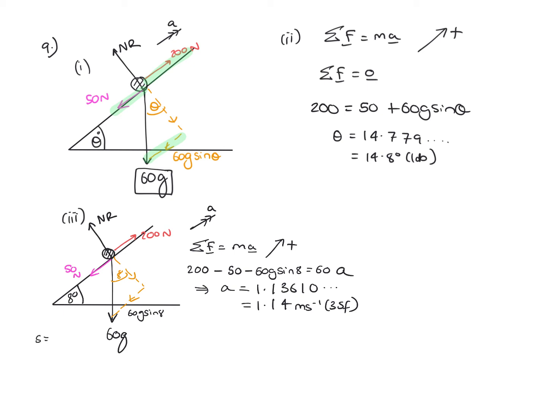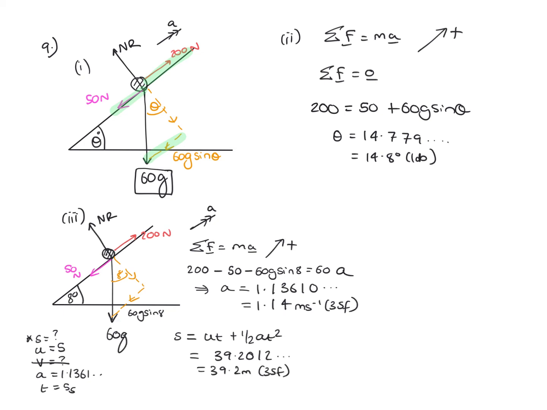So if we set up our SUVAT information, S is what we're looking for, U we know is 5, V is a question mark, we don't actually need it, A is 1.1361, and T we know is 5 seconds. So we can then work out S using S equals UT plus a half AT squared. So this gives us 39.2012 or 39.2 meters to 3 SF. Again, that's not the answer in the book, but it is the correct answer for this question.